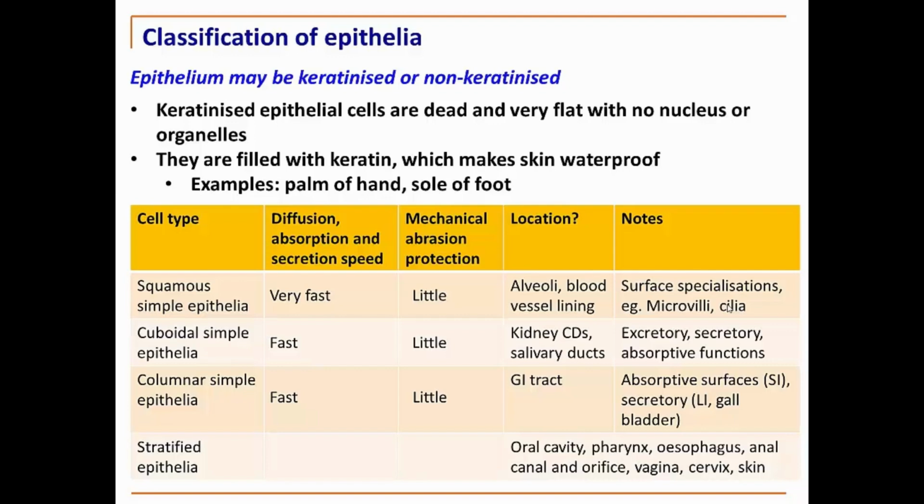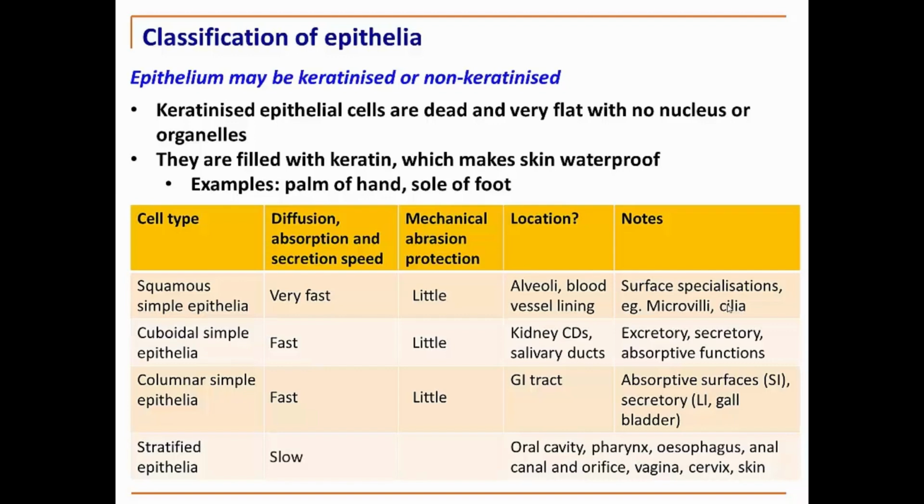because it's just a single layer. So now we have stratified epithelia, which you might find in your oral cavity where lots of food is coming in, your pharynx and your esophagus where you're swallowing lots of stuff, your anal canal and orifice where lots of food is being passed out, and in females, vagina, cervix, and in all of us, obviously, skin. So in those areas, do you think we're going to get fast absorption? Do we absorb much in our oral cavity or in our esophagus or our anal canal or our vagina or cervix or skin? Are we absorbing and secreting very much as a general rule?